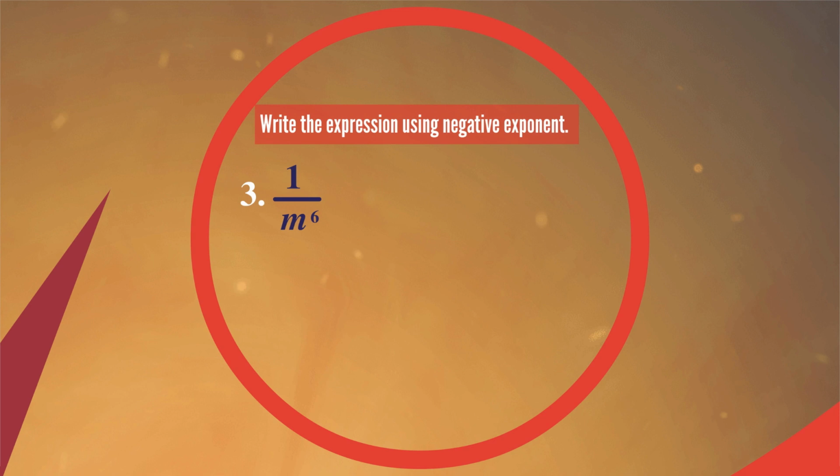If we're going to look back at the definition of negative exponents, there is one more equation representing it. That is 1 over x raised to the nth power is equal to x raised to negative n. Applying that concept to the given expression, we will have m raised to negative 6. Therefore, 1 over m raised to the 6th power is equal to m raised to negative 6.